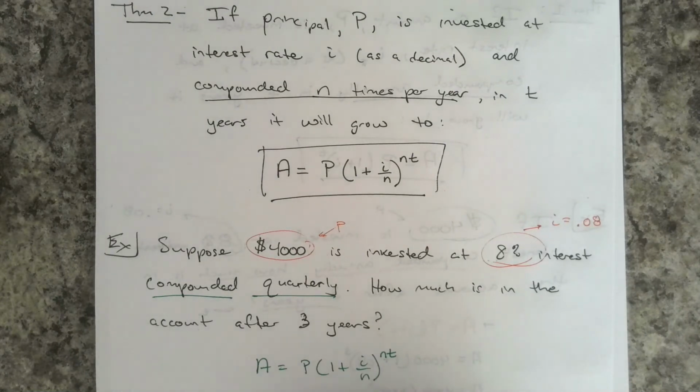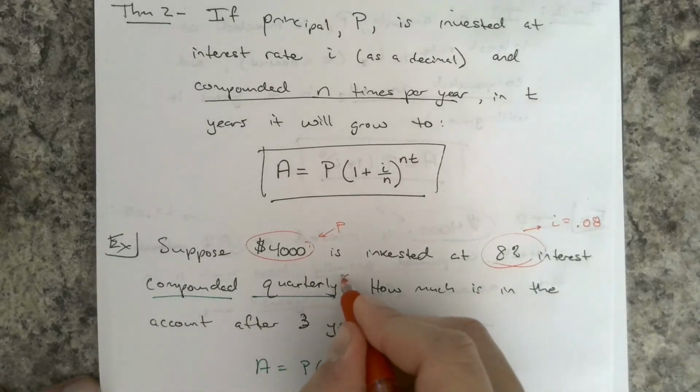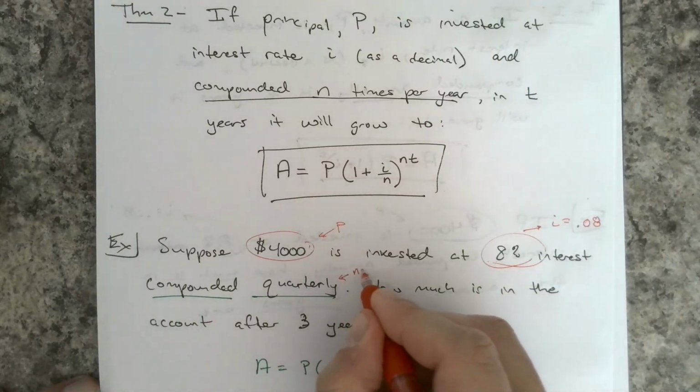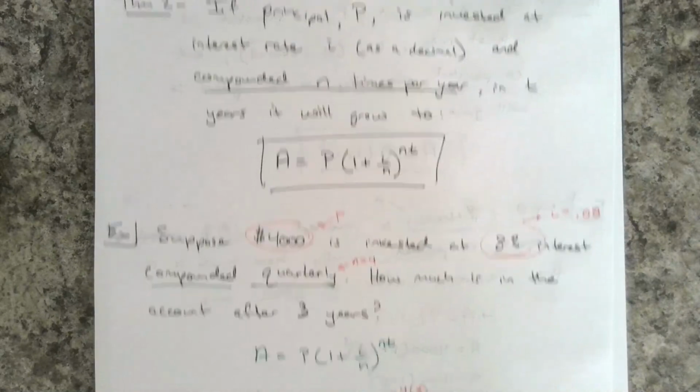Now n, remember, has to do with being compounded n times per year. When they say compounded quarterly, quarterly means n equals 4 times per year, and you have to know that. So this would be 0.08 divided by 4, and it's raised to the nt power. n, again, we just said was 4, times t, the time in years, which is 3. Once you have that, I'd simplify the formula first.